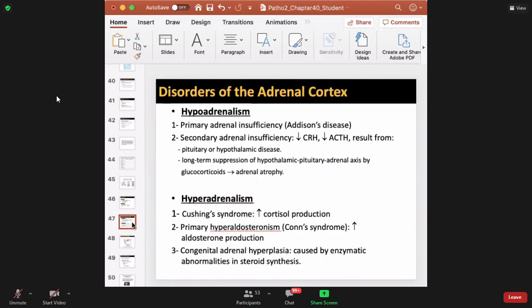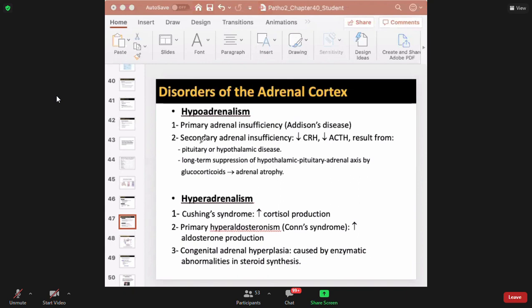So if we're looking at disorders of the adrenal cortex, you could have a hypoadrenalism, meaning you have low adrenal hormones, or you could be hyper, meaning you have excess adrenal hormones. In a primary adrenal insufficiency, which is a very specific disorder known as Addison's disease, every single thing in the cortex is low because the cortex is damaged. So your androgens are low, your mineralocorticoids are low, and your glucocorticoids are low.